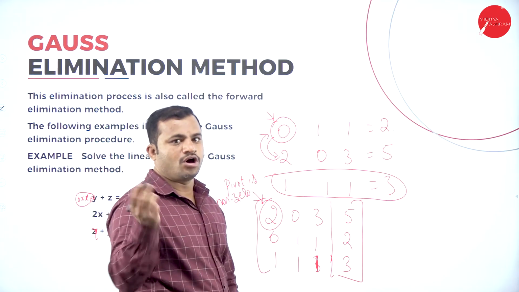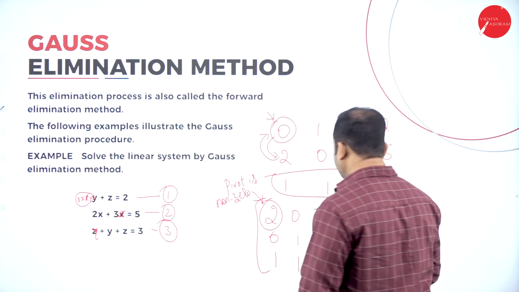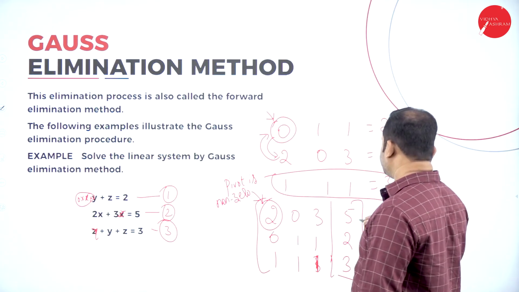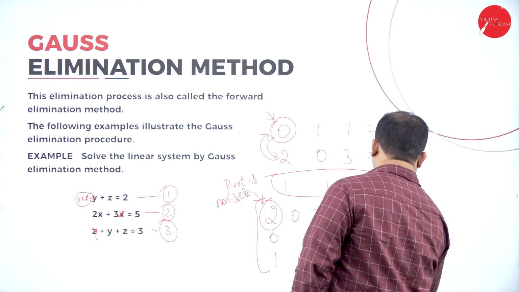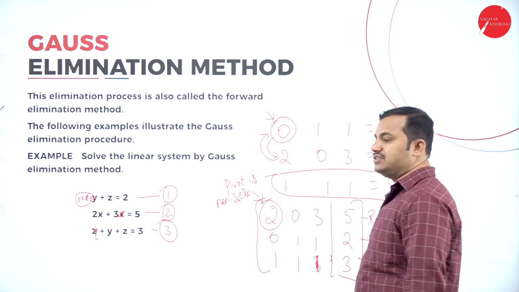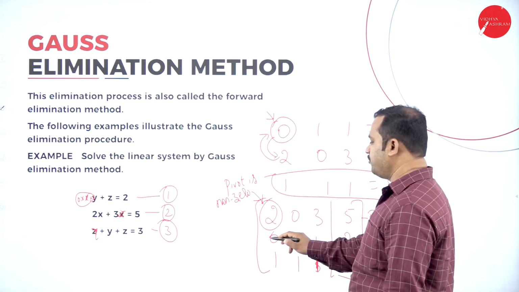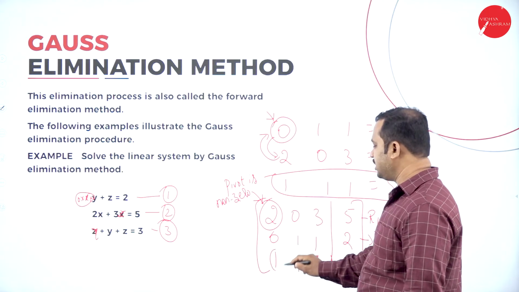Either row operations or column operations can be done now. If that is the case, let me consider the row operation. This is row 1, this is row 2, this is row 3. We have these elements. This item is obviously 0 already. So let me concentrate on this item.